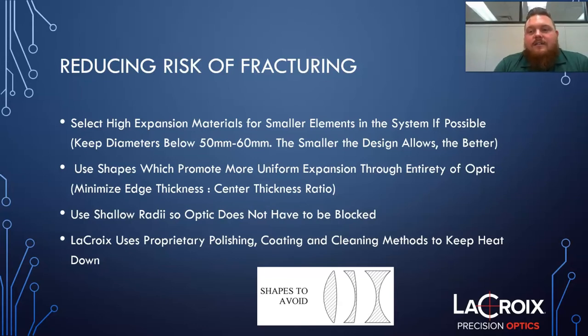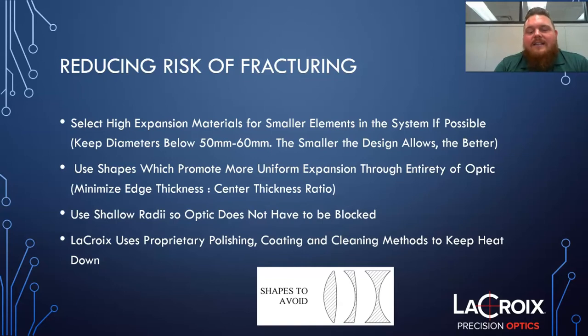So you can see on this slide that I have purposely mentioned to try to keep diameters below 50 to 60 millimeters. I want to explain this a little more. There's no hard line there that says if you select a fluoride or high expansion material that is above 60 millimeters, we will not be able to manufacture it, but as long as it's below 60 millimeters, we can definitely manufacture it. That is in no way the case. That's not what I'm trying to say.